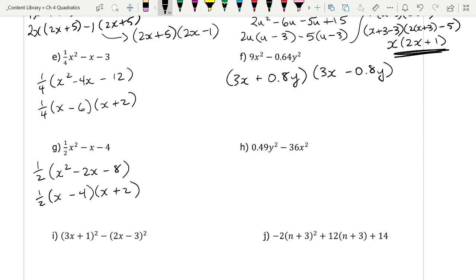H is another perfect square, difference of squares. So that's 0.7y plus 6x and 0.7y minus 6x.